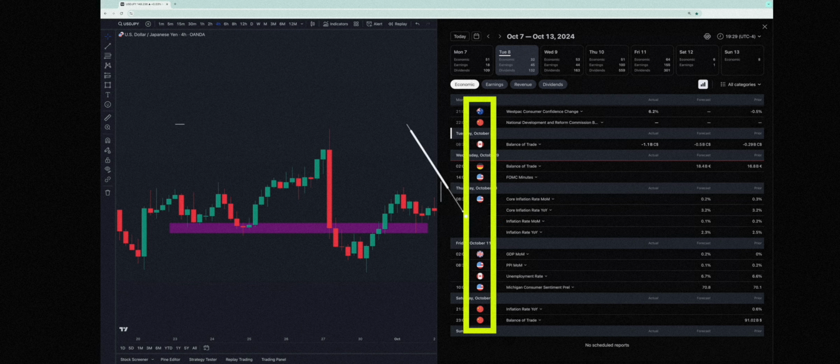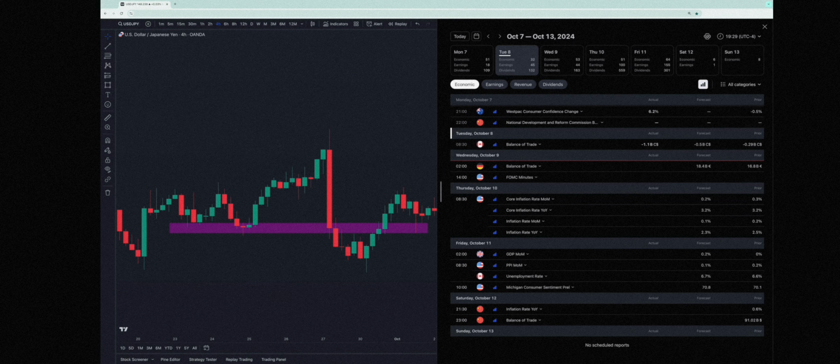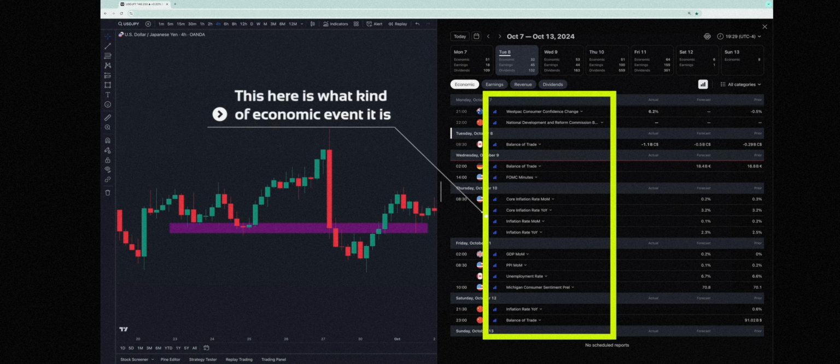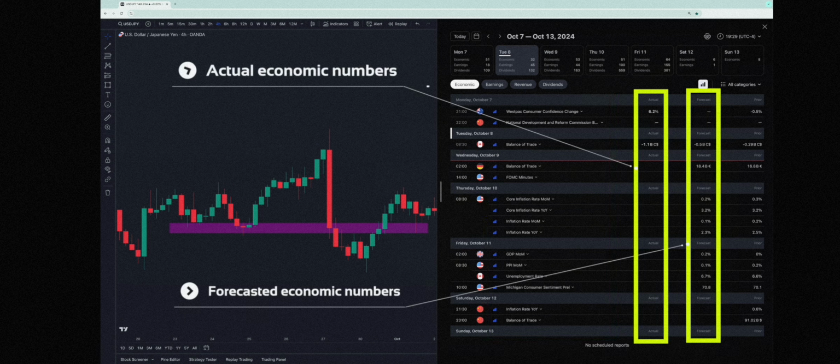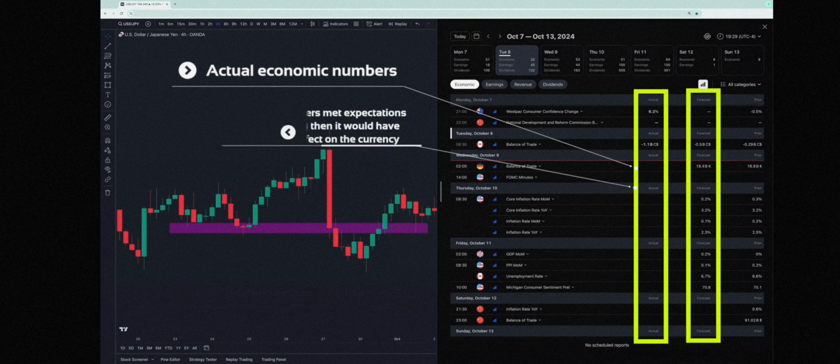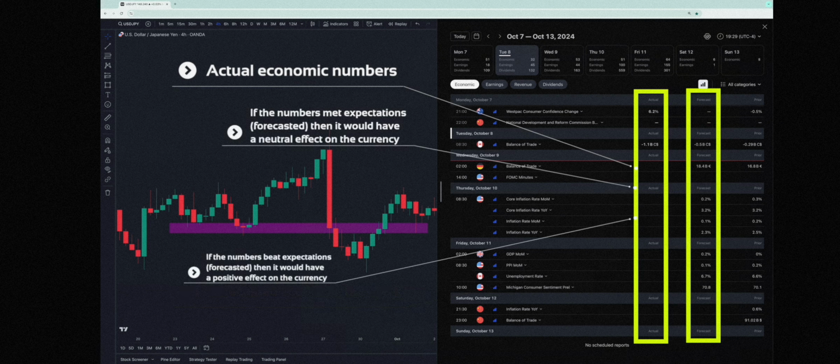This here is the country and currency of the economic event. This here is what kind of economic event it is. This here is what was forecasted. And this here is what the actual released number was. So they either met expectations, which is neutral, beat expectations, which is a positive for the underlying currency, or missed expectations, which is a negative for the underlying currency.